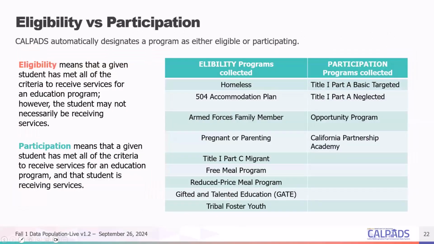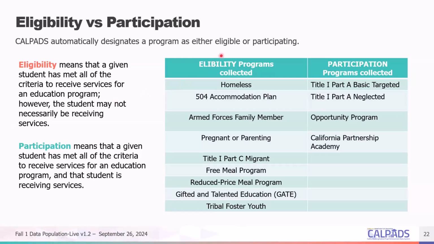So we did talk about the distinction between eligibility program records and participation program records. So how is the eligibility or participation identified? CalPADS will automatically designate SPRG records as either eligibility or participation records. Eligibility records indicate that the student has met the criteria to receive services for an educational program, but may or may not be receiving services related to the program. Participation indicates that the student is both eligible for a program and receiving the services associated with that program.